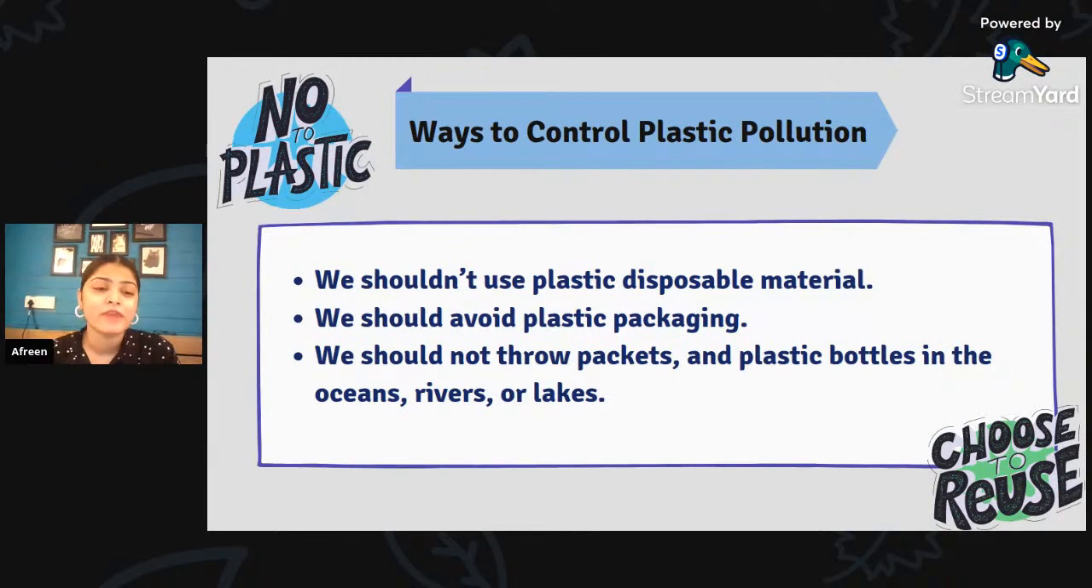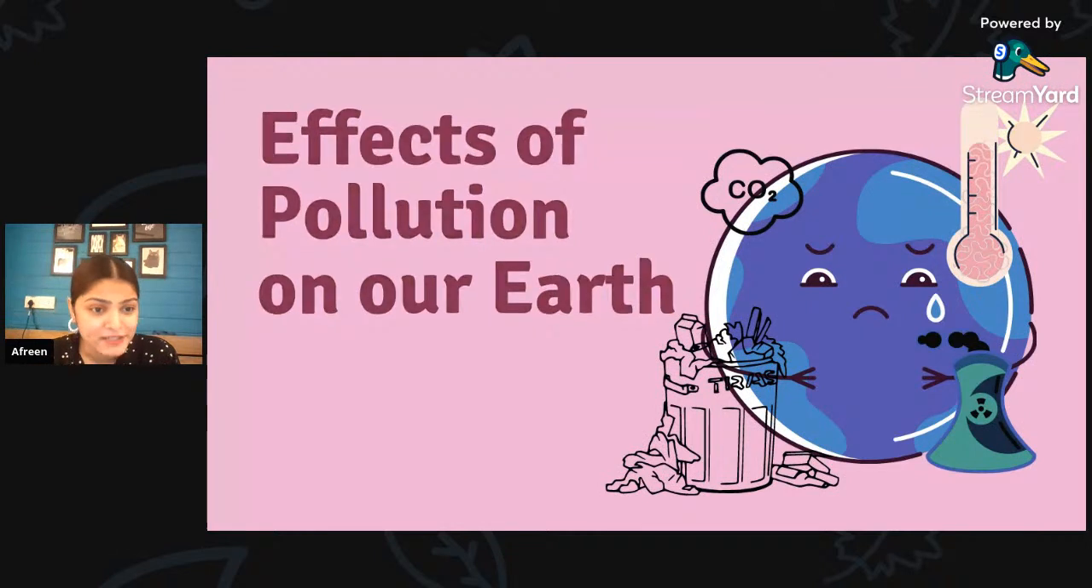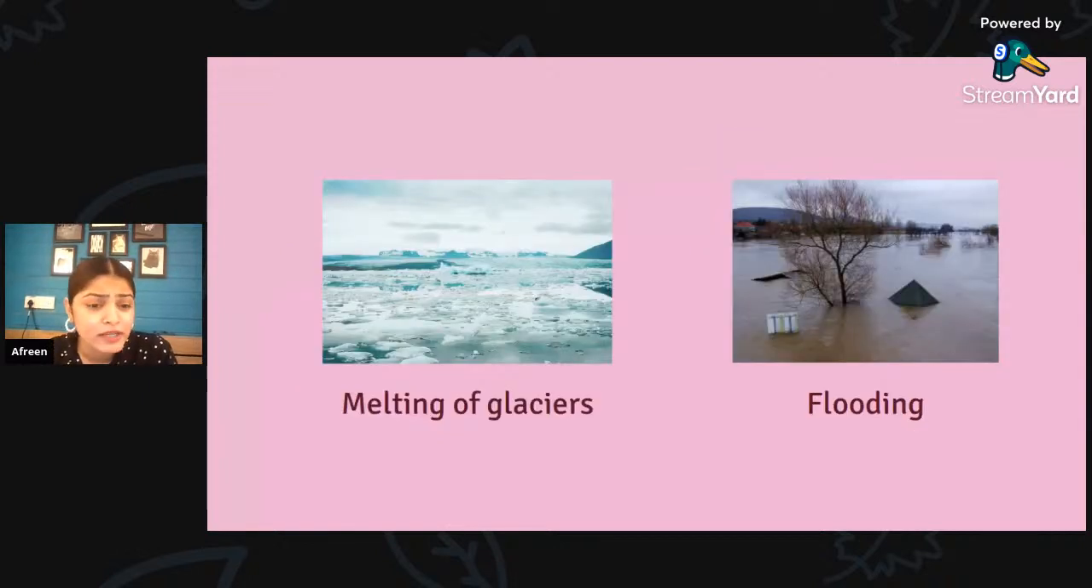Now that we have looked at the various effects of pollution in our lives, let's have a look at how it affects our earth. There are several issues that are caused by pollution. Some of them are as follows. Loss of biodiversity, including both flora and fauna. Rise in sea levels, beach erosion, threats to coastal wetlands, and threats to agriculture. Increase in the number of droughts, deforestation, desertification, and melting of glaciers, coastal flooding, and various other natural disasters.